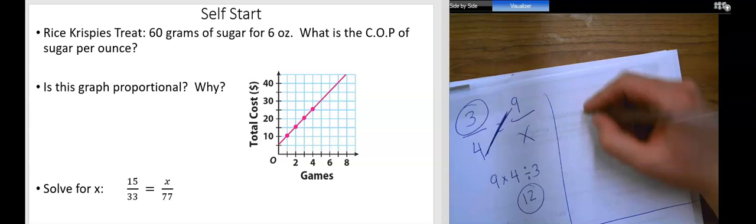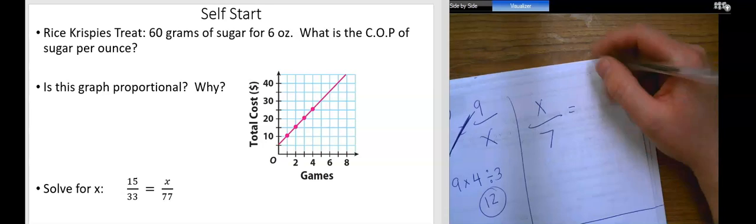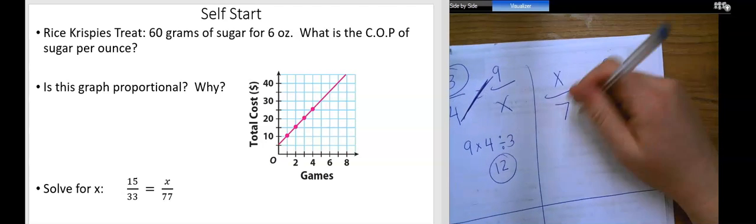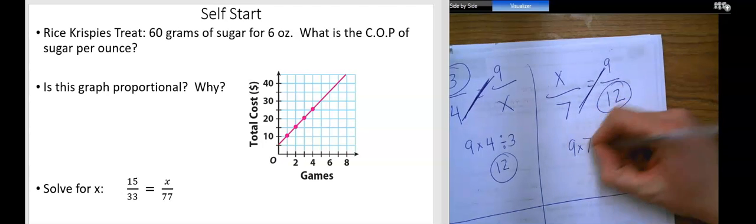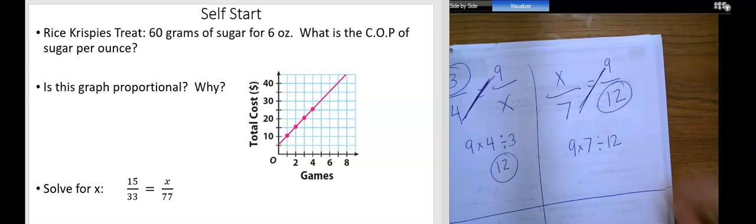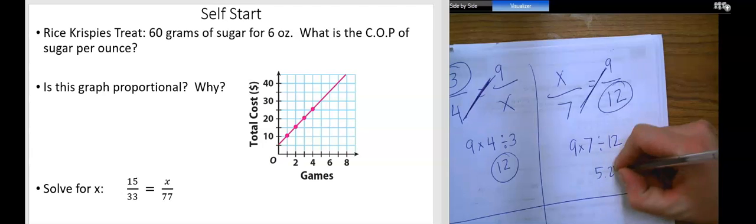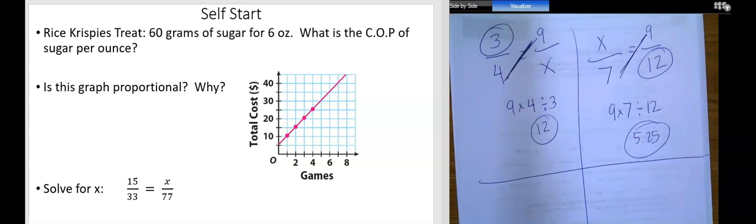If you have x over 7 equals 9 over 12, and this one's not going to come out pretty, and it's okay, times here, divide here. 9 times 7 divided by 12. This is called a cross product. It will work every time, and you can do it a lot more formally than this. But this is a quick, fast cross product, and it's used for solving proportions.